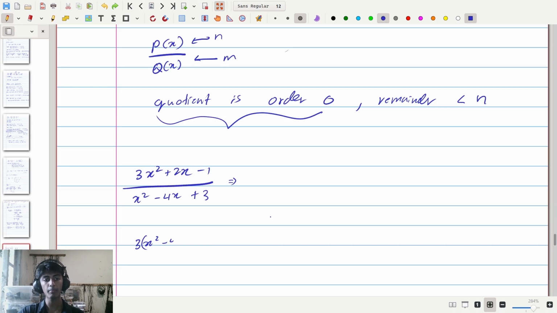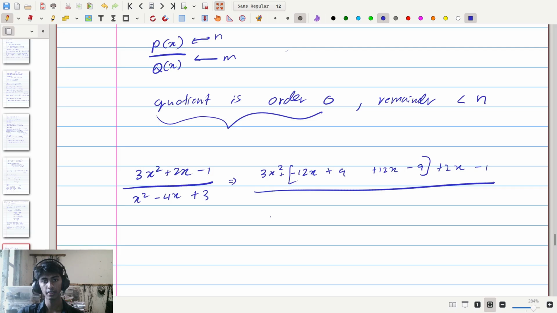To get a minus 12x on the numerator, we are going to do 3x squared minus 12x, and to get a plus 9 on the numerator, we're going to do plus 9, but then we're immediately going to undo that by doing a plus 12x and a minus 9. Then we're going to add the rest of it, which is plus 2x and minus 1, divided by x squared minus 4x plus 3.